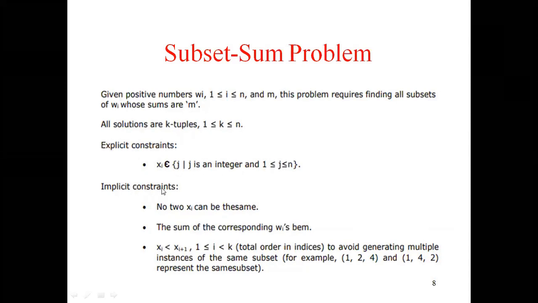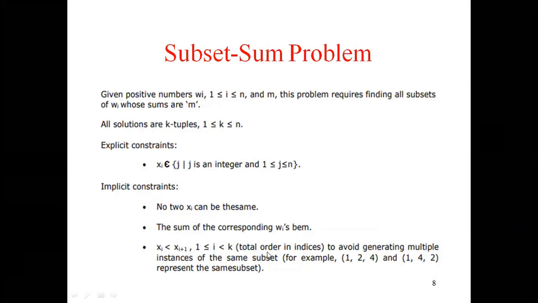Implicit constraints. No two xi's can be the same. No two elements can be the same. That is, the sum of the corresponding wi's should be m, the sum of the weights. And xi less than xi plus 1, that means they should be in increasing order.